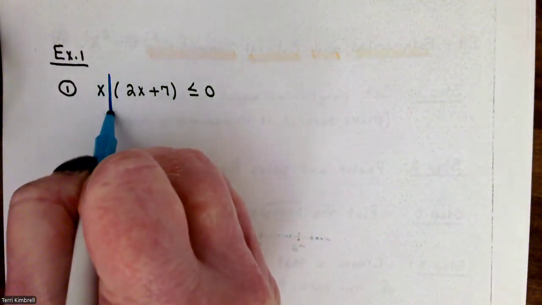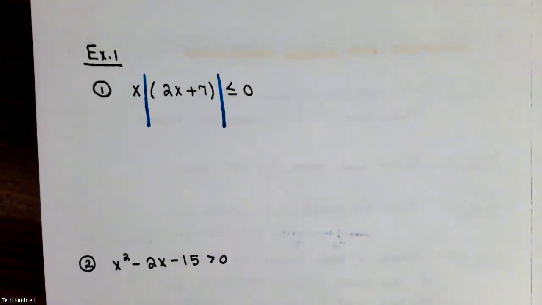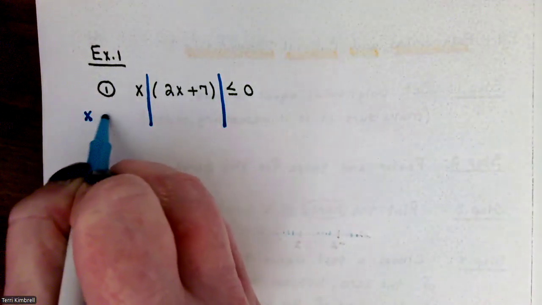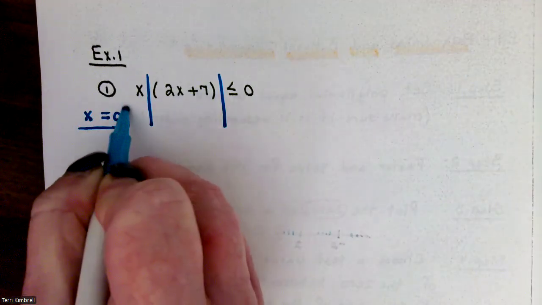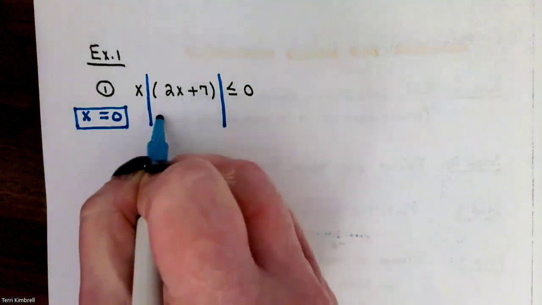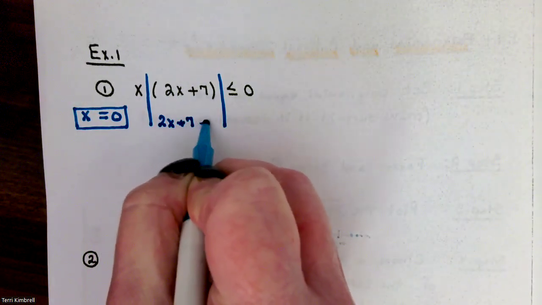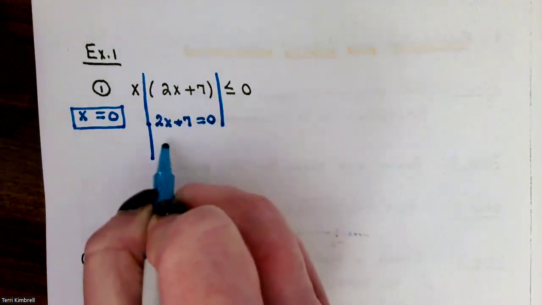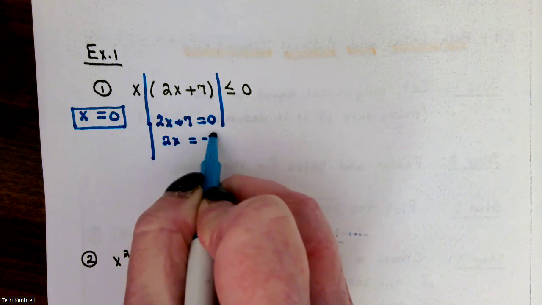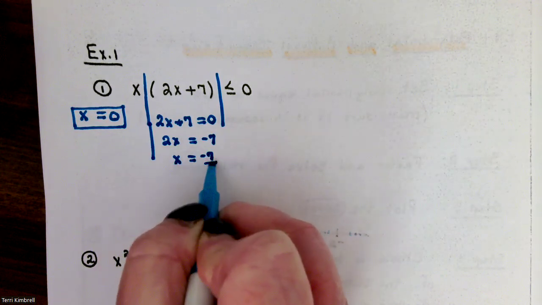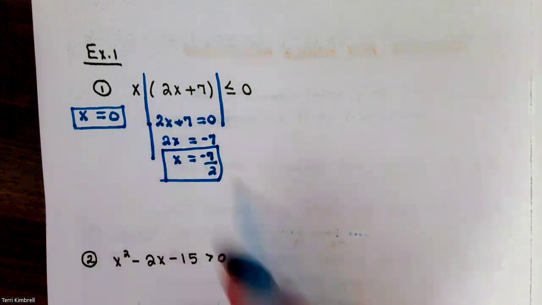Okay, so our step is to make sure that everything's on one side. That's already done. And the next part is to factor it. And that part has been done. So now we're ready to split those up and solve for each of those. So one of our answers is going to be 0. The other answer, when I set that equal to 0, is going to come out to be -7/2. Okay, so these are going to be my 2 critical values.